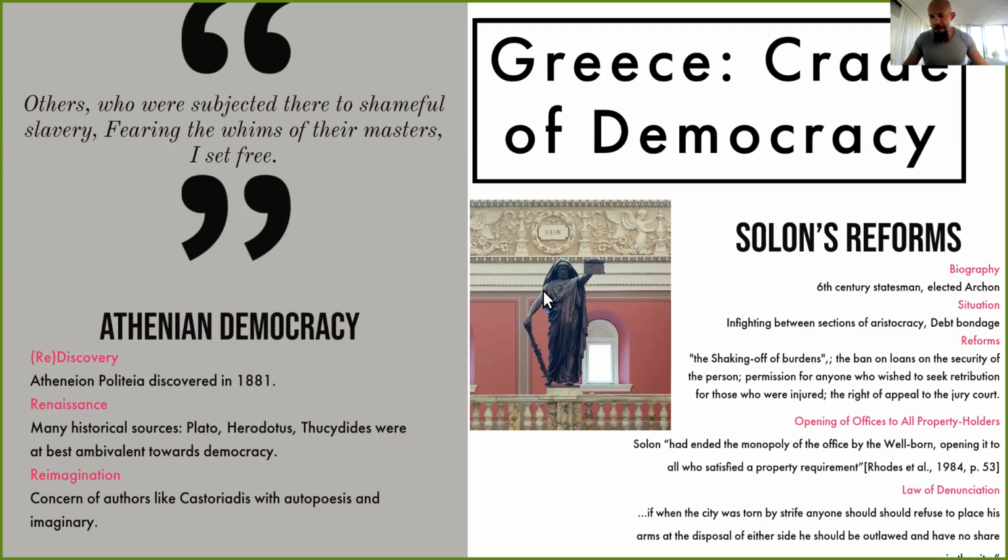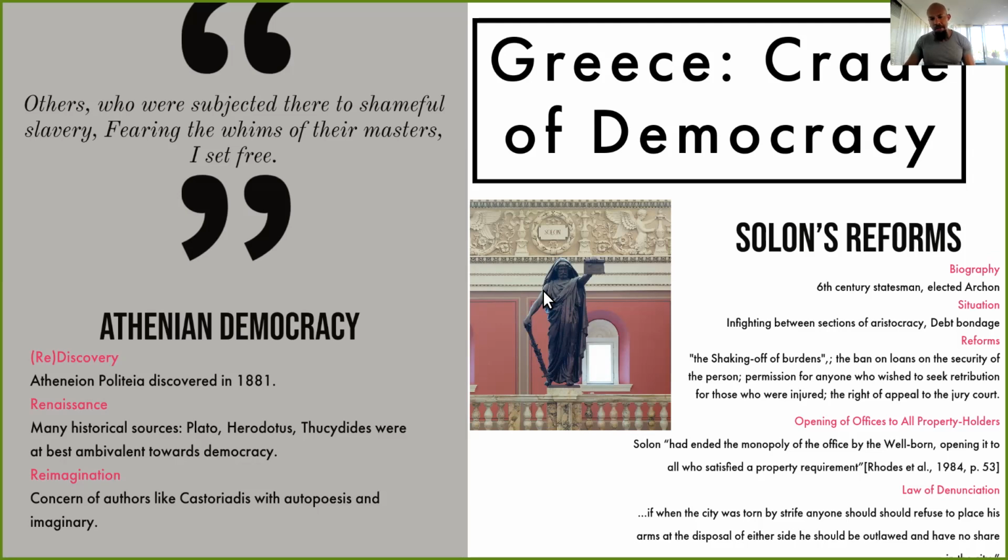In addition to this, he granted permission for anyone who wished to seek retribution for those who were injured, and also extended the right of appeal to the jury courts, which to that point were only available to the aristocracy. And these last two reforms were actually quite radical, and also extended political participation to lower echelons of Athenian society, who to that point had been excluded. He also reduced some of the property holding requirements for elected office, which opened those offices to all property holders.